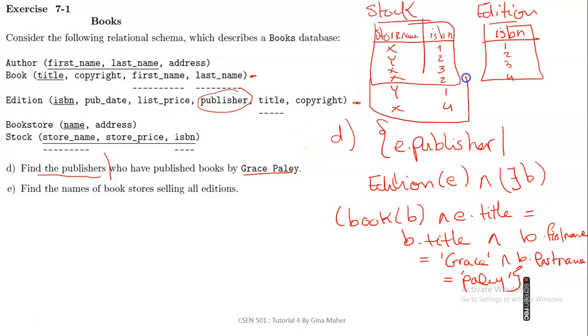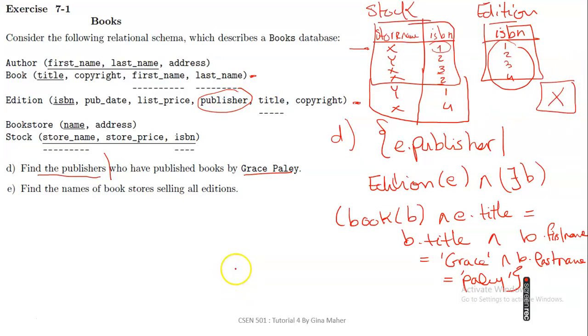If we want to know the output in this case, what is the store name that sells all the editions? Actually, if we check X, we will find that X sells edition 1, X sells 3, 2, and 4, which means that X sells all the editions. Y sells 2 and 1, so the output will be X only.